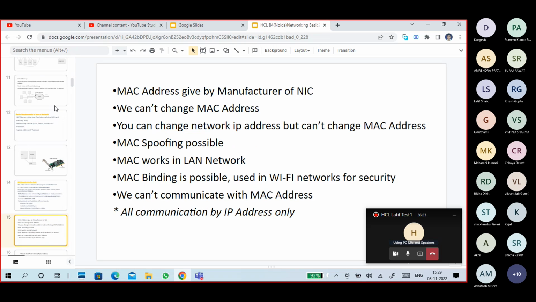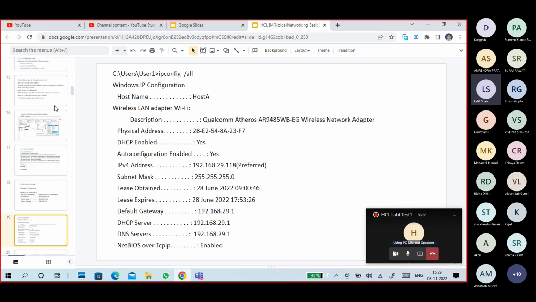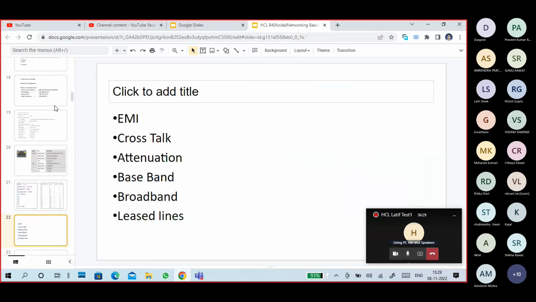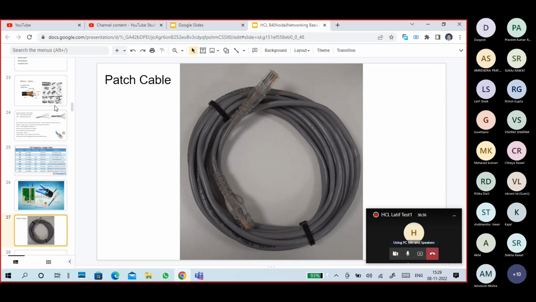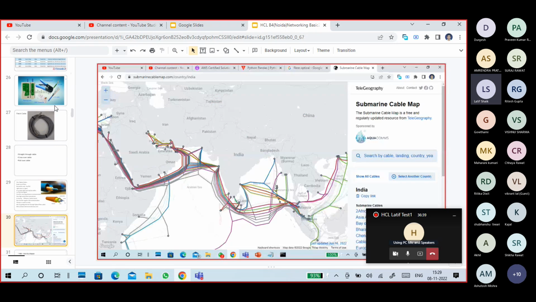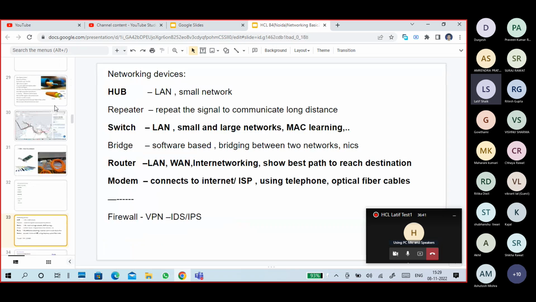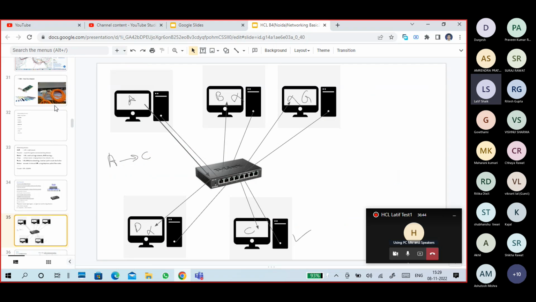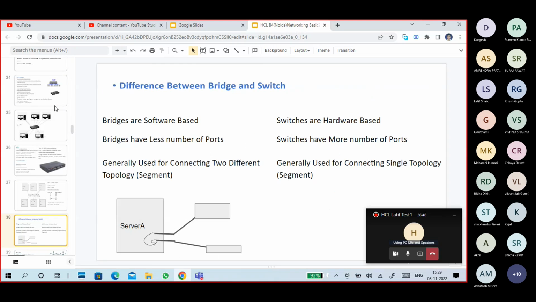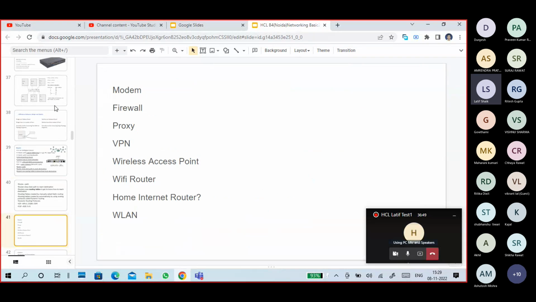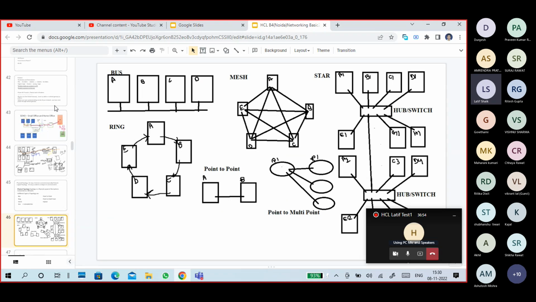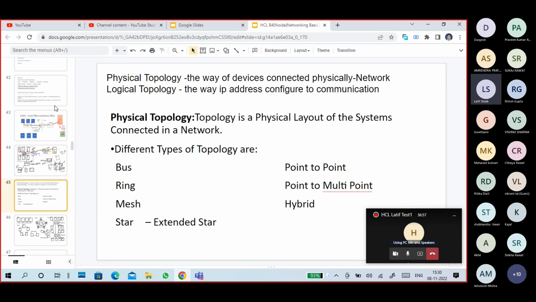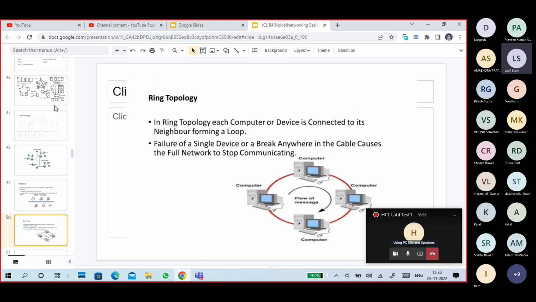So NIC, MAC addresses, or to check a MAC address. Cables: coaxial cables, twisted pair cable, UTP, STP cables, and fiber optical cables. Devices: hubs, repeaters, switches, router, modem. And topologies: bus topology, ring topology, mesh topology, star topology, tree topology.